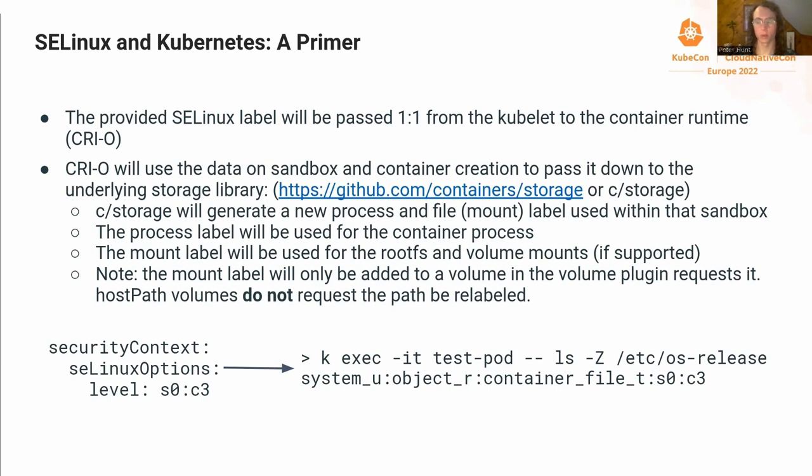Note, the mount label will only be used if the volume plugin opts into it, and hostPath as a volume plugin doesn't opt into this. So you don't get automatic relabeling if you tried to mount something from the host.